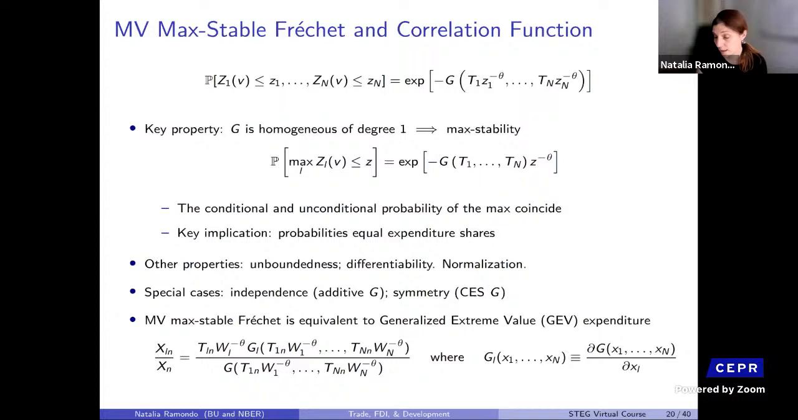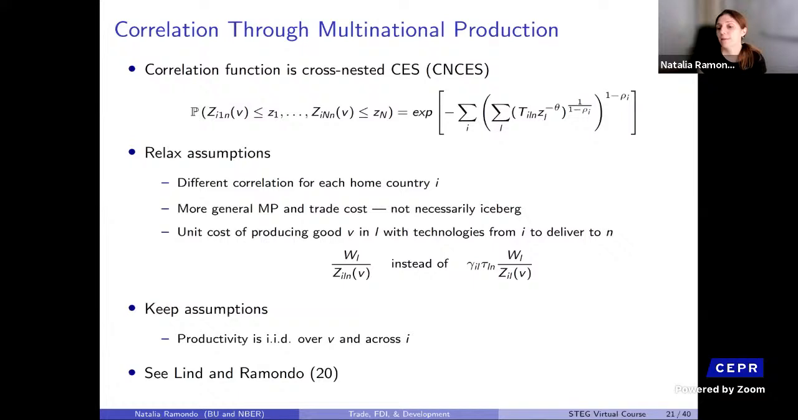So this takes you to a more general class of expenditure systems. In our case, with multinational production, we introduce correlation. Of course, now firms can be from one place and can be in many places. So the G function that corresponds to this case is what is called a cross-nested CES, and it has this form over here.